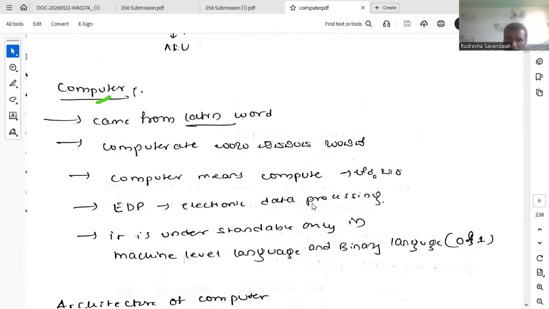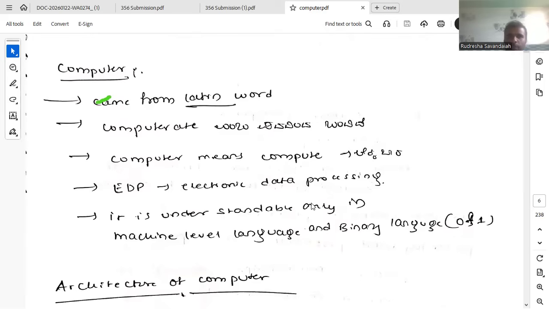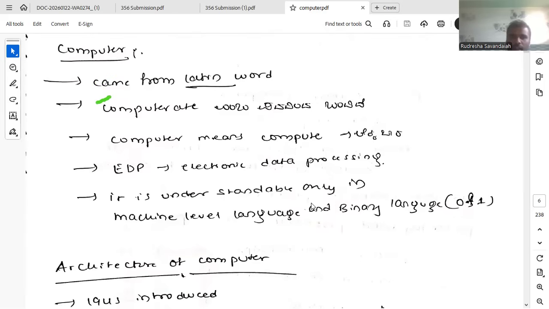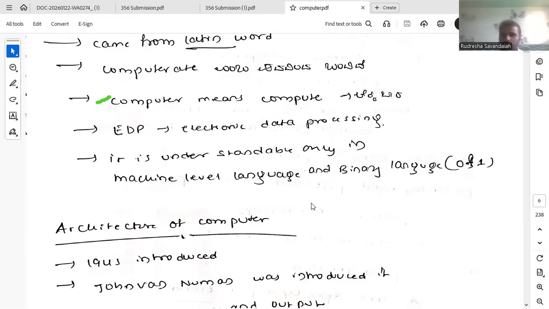Computer came from the word compute, ಎಂಬ ಪದದಿಂದ ಬಂದಿದೆ. ಕಂಪ್ಯೂಟರ್ ಮೀನ್ಸ್ ಕಂಪ್ಯೂಟ್, ಮೀನ್ಸ್ ಲೆಕ್ಕಾಚಾರ. EDP, electronic data processing unit, it is stable only in machine level.